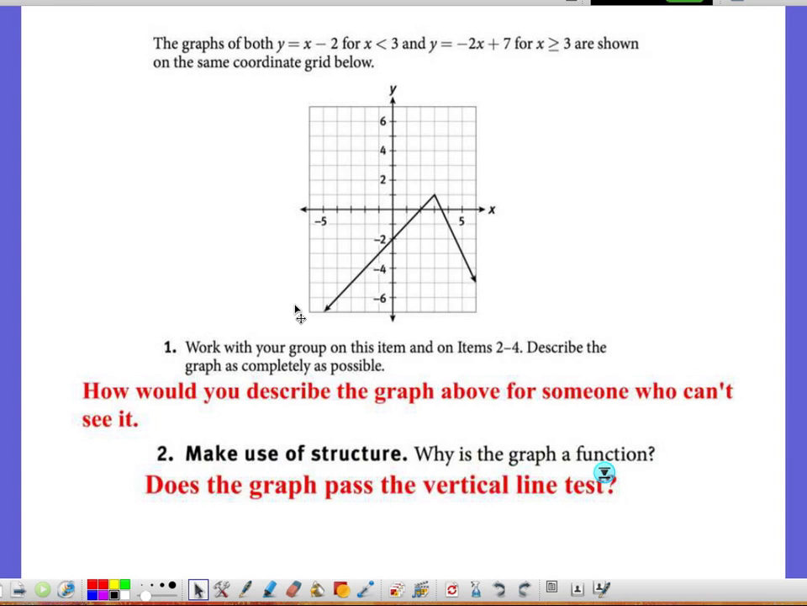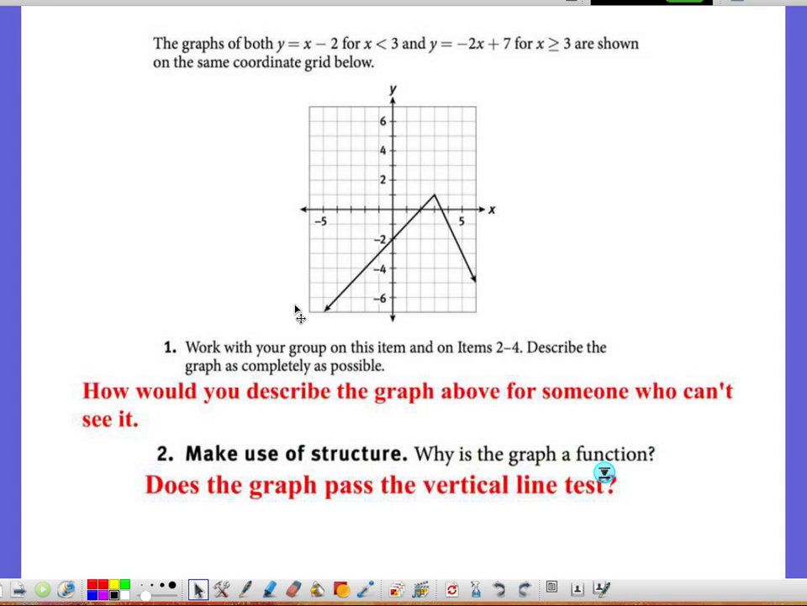Alright, let's begin. On the top of the page it says, the graphs of both y equals x minus 2 for x is less than 3 and y is equal to negative 2x plus 7 for x is greater than or equal to 3 are shown on the same coordinate grid below.